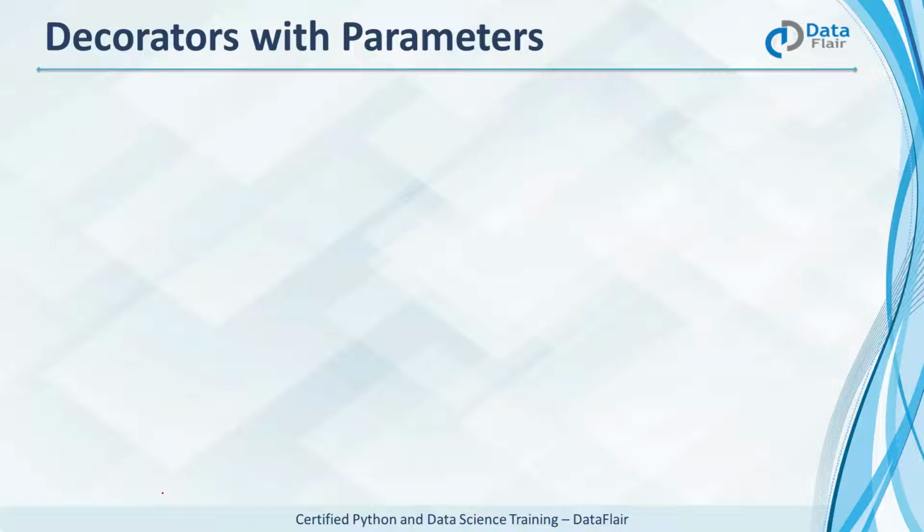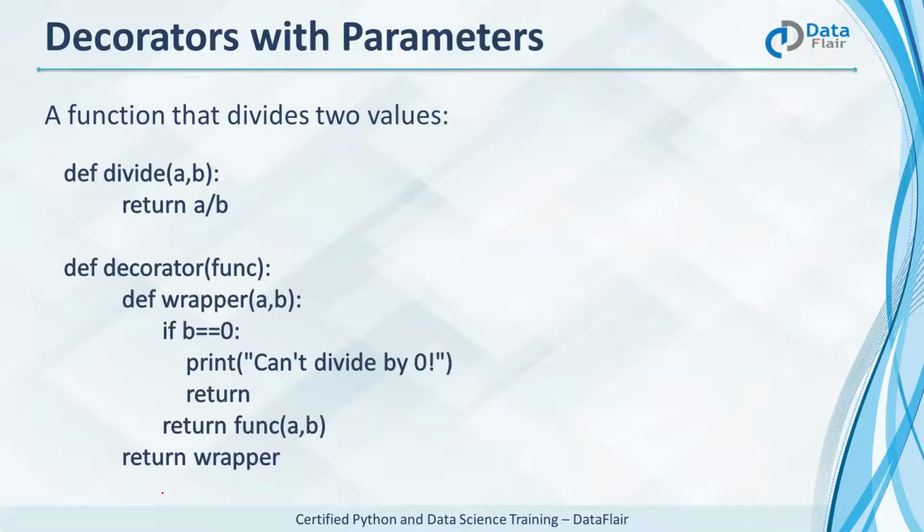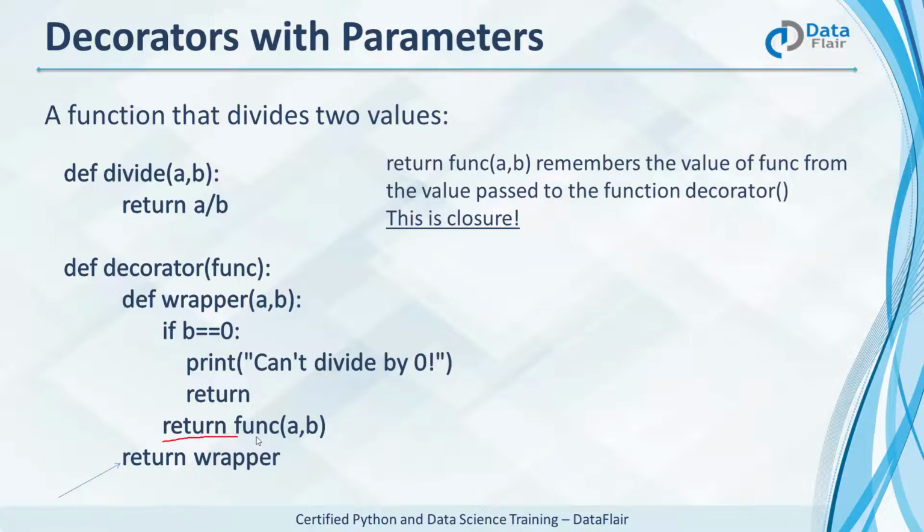Are decorators only good for print statements, or can they do more? Let's build a function that divides two values. The decorator function takes a function as argument. Divide and wrapper take two values, a and b. This also has an if condition that checks whether the denominator is 0. Decorator returns this wrapper. The return func statement in wrapper remembers the value of func. This is closure. We'll discuss this in the next lecture.